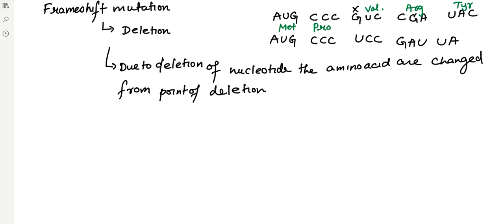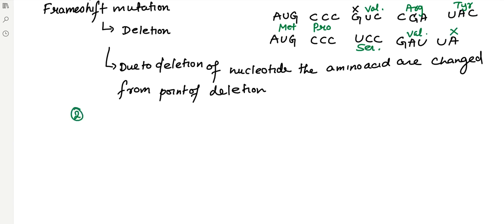Now because of deletion you got a sequence called UCC. Now UCC will code for serine. Okay, not for valine. Now GAU will code for valine, not for arginine. And because here the particular codon is incomplete, there will be no amino acid which will be forming. So due to deletion, from the point of deletion, all the amino acid will change.